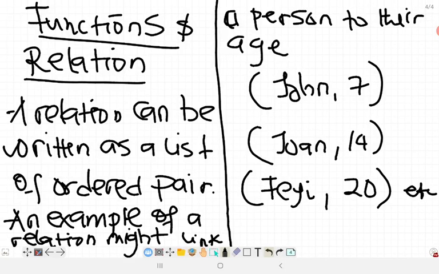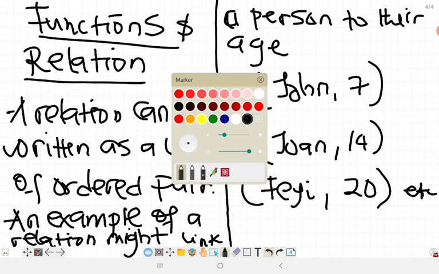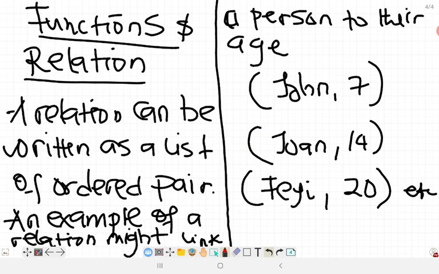So in this series of lectures, we'll be talking about functions and relations. We'll start with the definition of a relation. What do you understand by a relation?